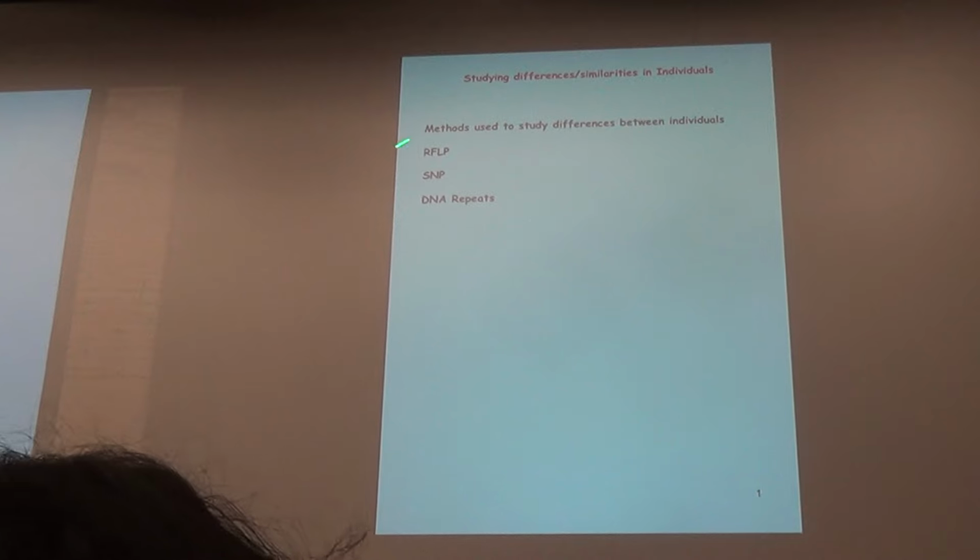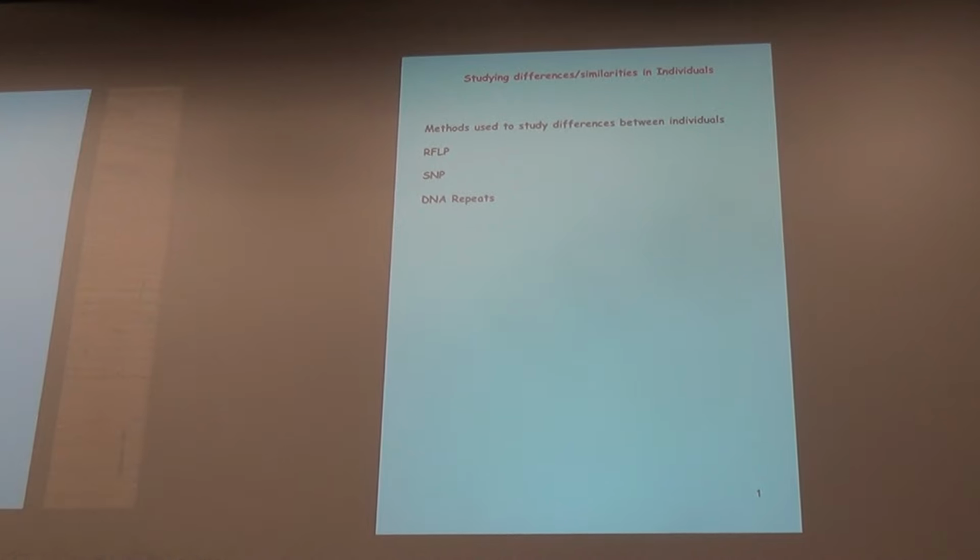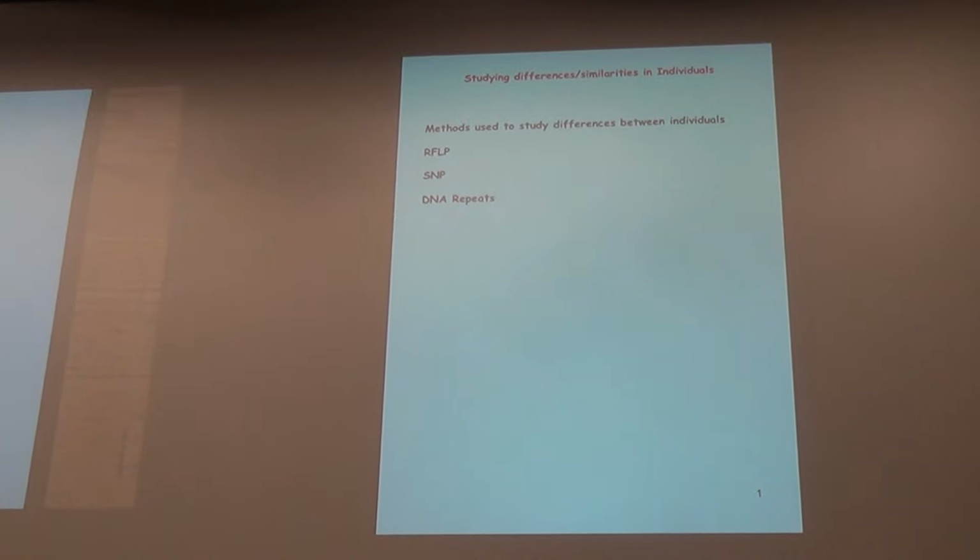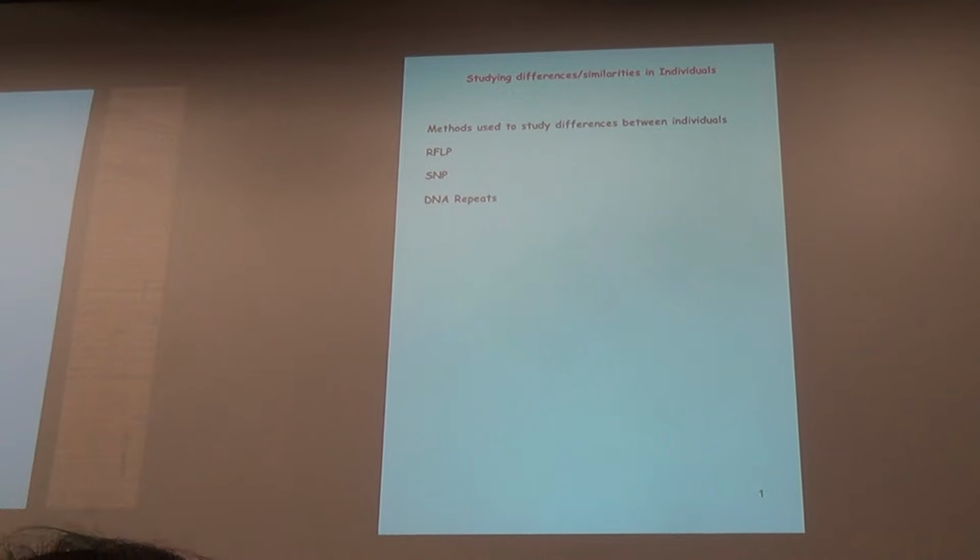And there are 3 different areas we're going to touch on. We have little acronyms: RFLP, SNPs, and repeats. Okay, so RFLP stands for Restriction Fragment Length Polymorphism.